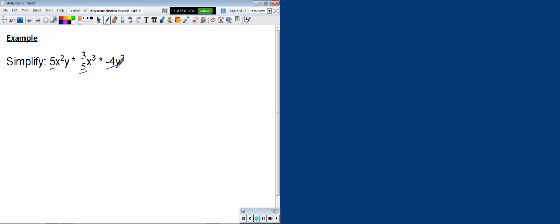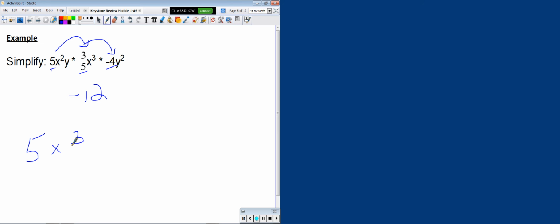So just like we did previously, I'm going to multiply first the numbers in front of the variables. So I got 5 times 3 fifths, and that's positive 3, and then positive 3 times negative 4 is negative 12. So just remember, if you're not sure how to do 5 times 3 fifths, there's 2 different ways you could look at this.